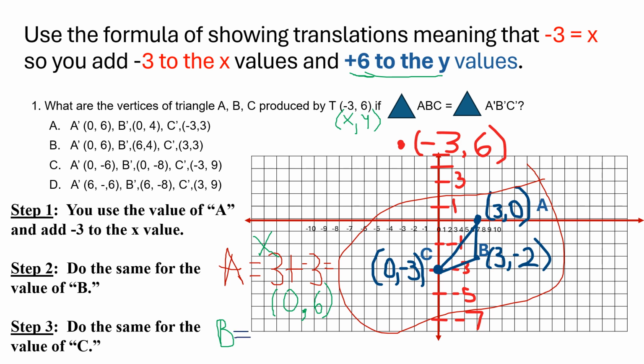Now, if I want to do B, let's do a different color. 3 minus 3 is going to give you 0. -2 plus 6 is not -4, it's 4. And if I want to do C, 0, -3 is -3. That's supposed to be a bracket. -3 plus 6 is going to be 3. So I've already done them.